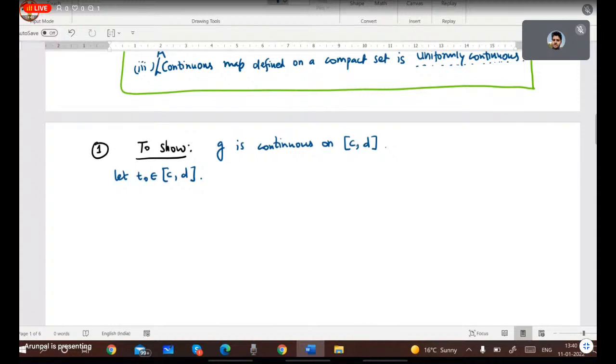So class, I will simply show that G is continuous at T naught. I will show this, and because T naught is an arbitrary point, that will automatically imply that G is continuous on the closed interval [C, D].